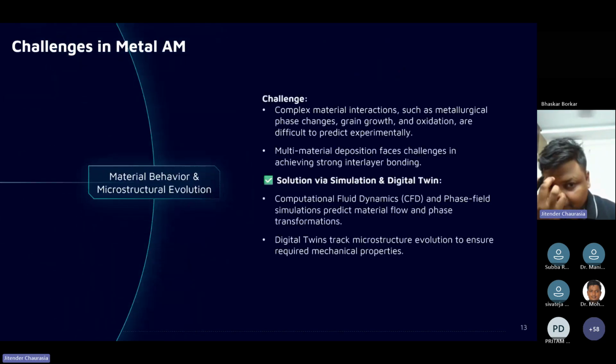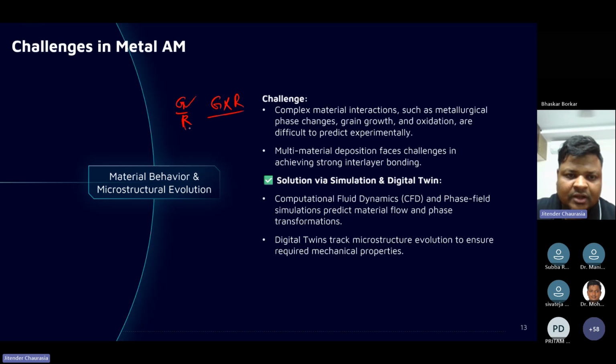Moving next, material behavior and microstructure evolution. Again, for this you need some sort of phase field modeling you can do, and you can predict. You can even do finite element analysis of your process. You can get thermal gradients. There is something called G by R, G into R. There are ratios, gradient by cooling rate, gradient to cooling rate. All those, solidification rate. This is called solidification rate.